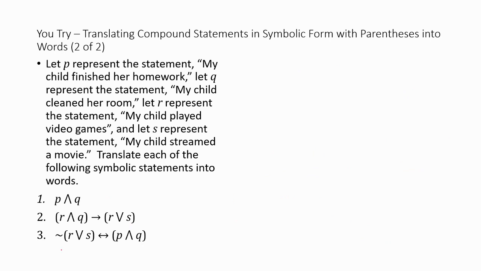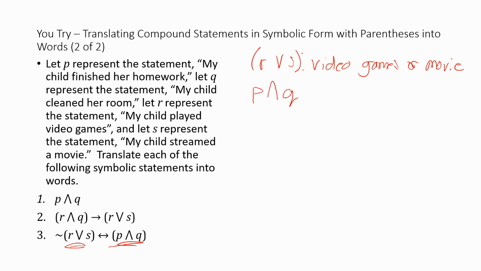So here's where we get to our most complicated. Again, I always recommend starting with what the parentheses are saying. We can see that these parentheses here are the same as we saw on the last slide. So that means that this R or S would be that they can stream a movie or play video games. We know that the P and Q means that they finish the homework and clean the room.